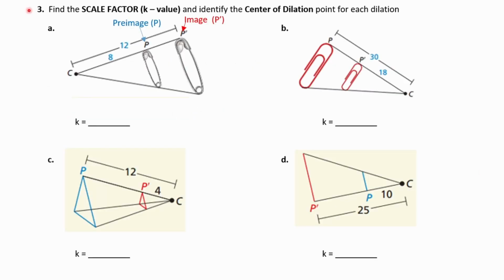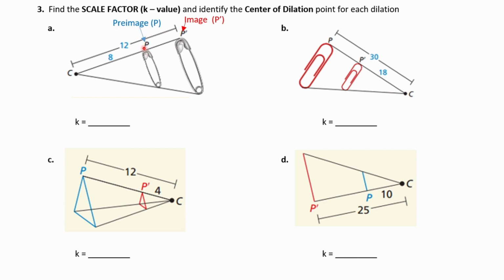Here in part 3, we're going to find the scale factor, again, which is called the k value, and we're going to identify the center of dilation for each of these dilations that are given in the figures below. So in parts A, B, C, and D, we're going to be looking at these images and pre-images. Just a reminder, we have these little tick marks. That means that's going to be our landing spot or our final destination here. So it has a little prime symbol, a little tick mark there. That means that's the final image.